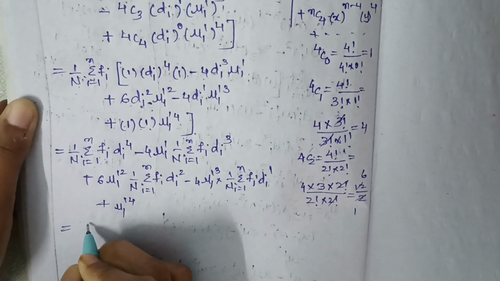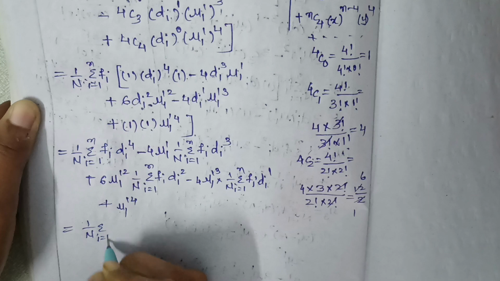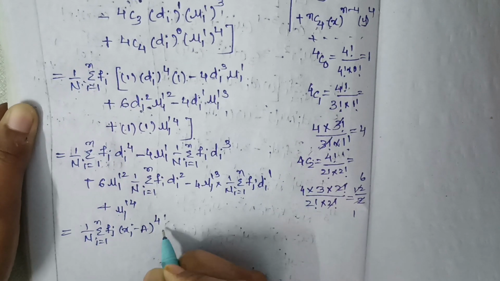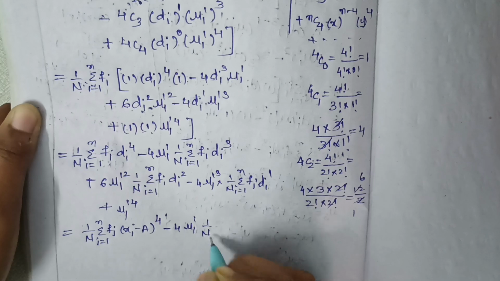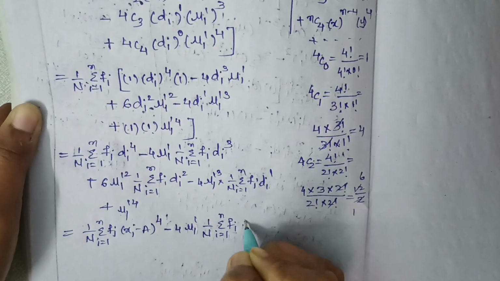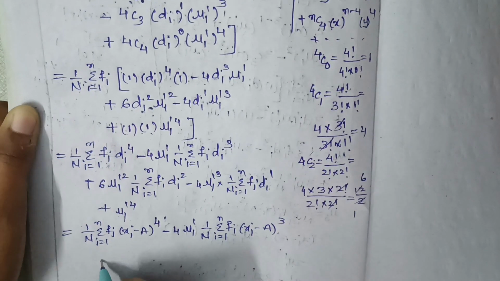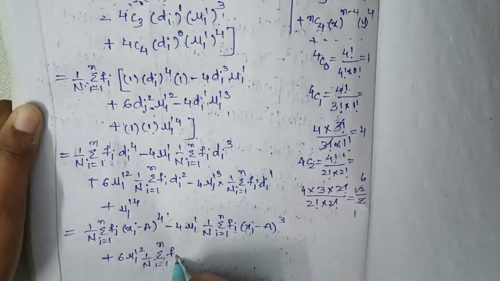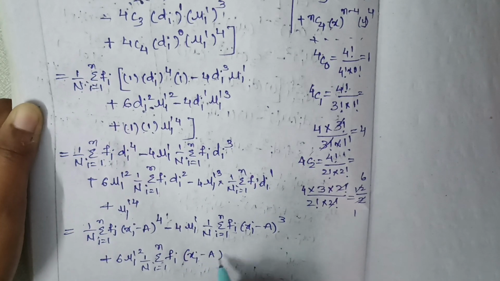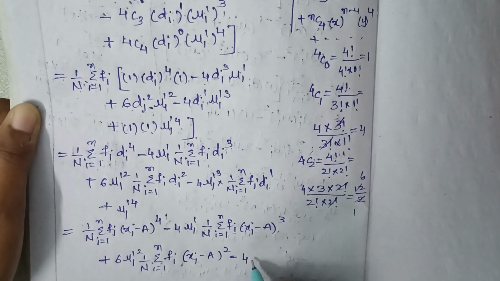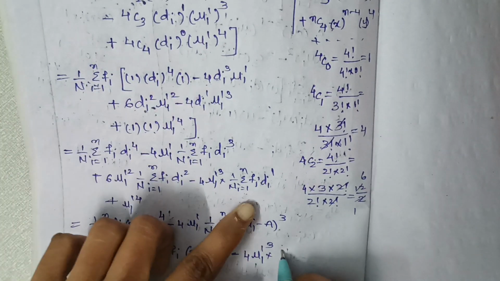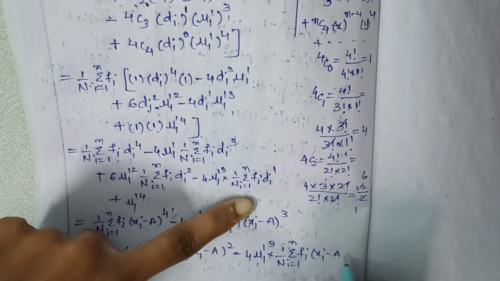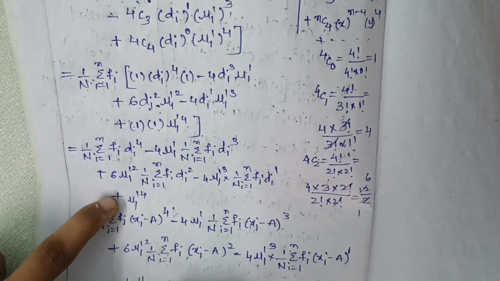Therefore, I am writing here what is the formula of d_i. d_i is nothing but (x_i minus A) whole to the power of 4, minus 4 μ1' into 1 by n summation i equals 1 to n f_i into (x_i minus A) whole to the power of 3, plus 6 μ1'^2 into 1 by n summation i equals 1 to n f_i into (x_i minus A) whole squared, minus 4 μ1'^3 into 1 by n summation i equals 1 to n f_i into (x_i minus A) whole to the power of 1, plus μ1'^4.